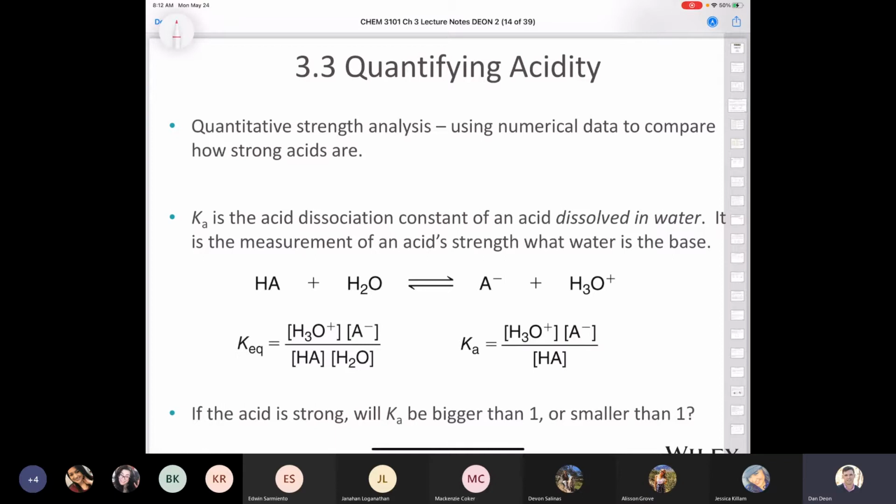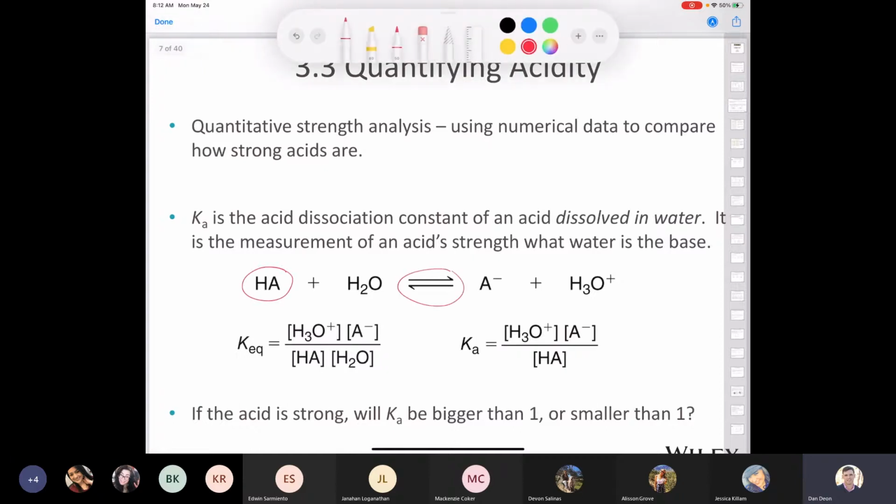So when it comes to quantifying acidity, you probably remember Ka, right? The acid dissociation constant, from general chemistry too. You would have spent a lot of time talking about equilibria in that chapter. And so when you take an acid, just some kind of generic acid, it could be a strong acid or a weak acid. Since there's equilibrium arrows, I guess this is a weak acid, but that's neither here nor there.